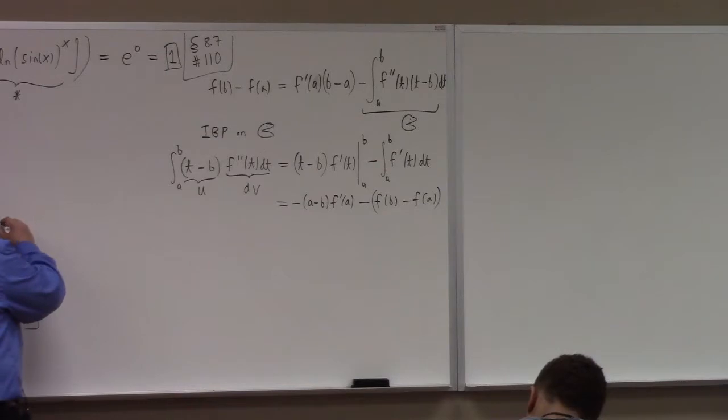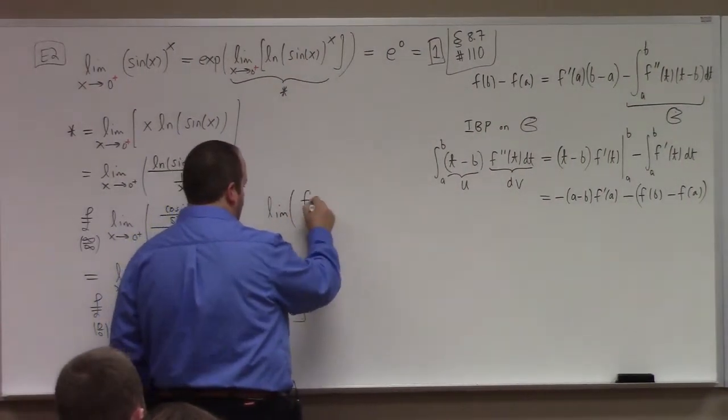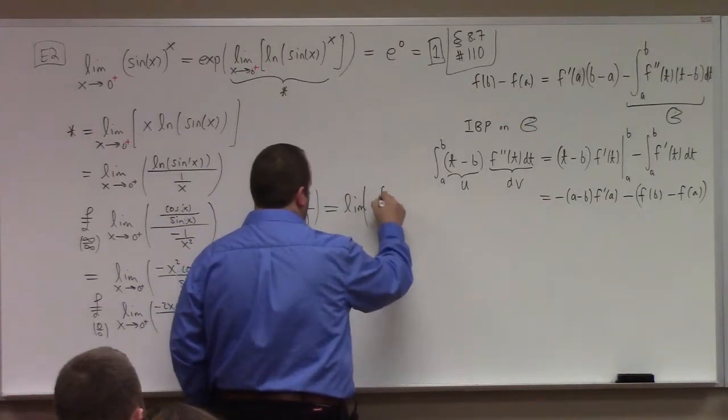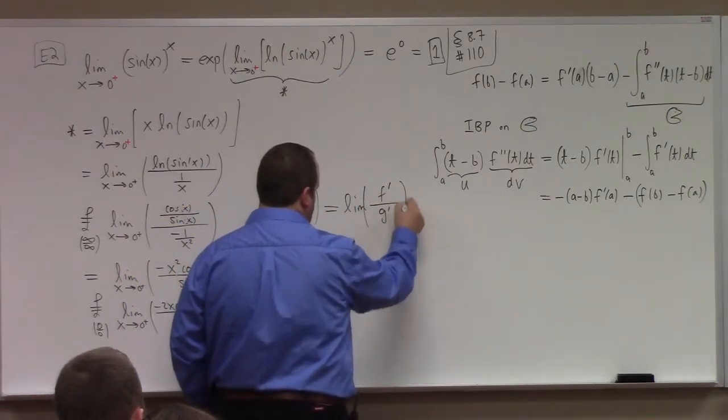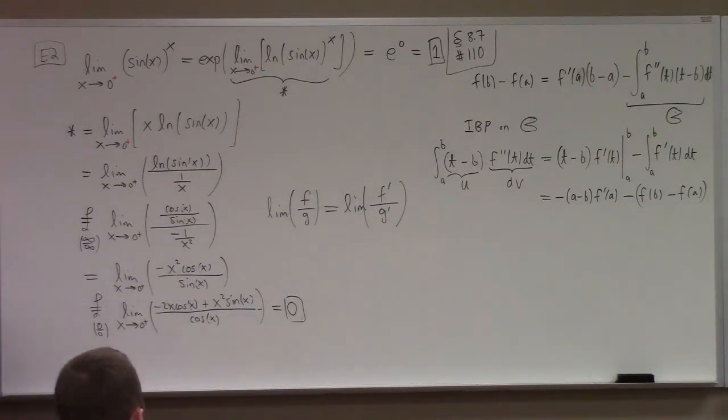Right, so this just goes back to what L'Hopital's rule is. L'Hopital's rule says the limit of f over g is equal to the limit of f prime divided by g prime. So that is L'Hopital's rule, and that's why we don't use the quotient rule. We differentiate the top, we differentiate the denominator, and do it separately.